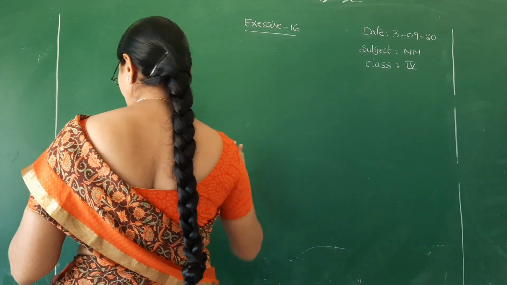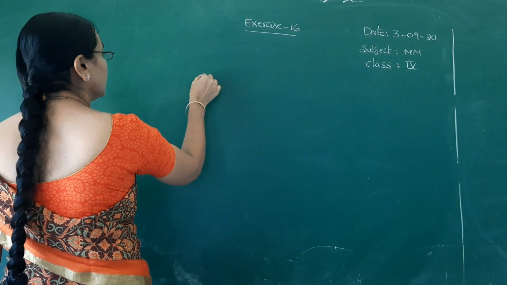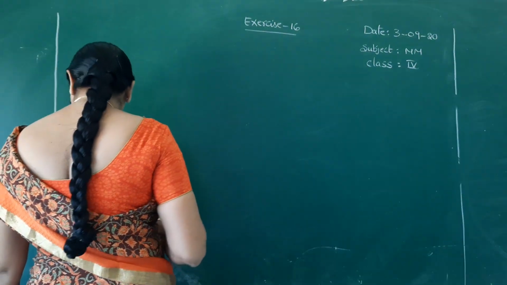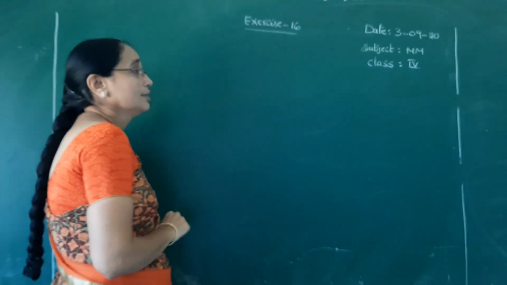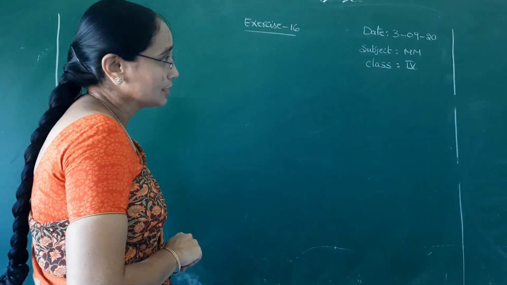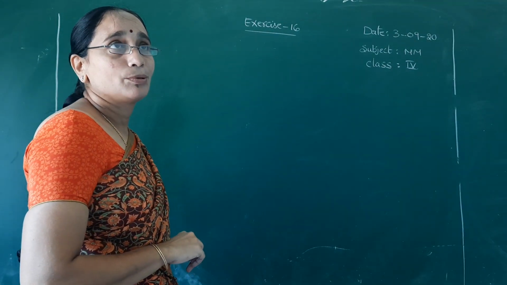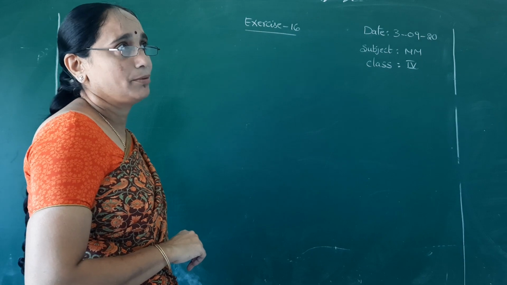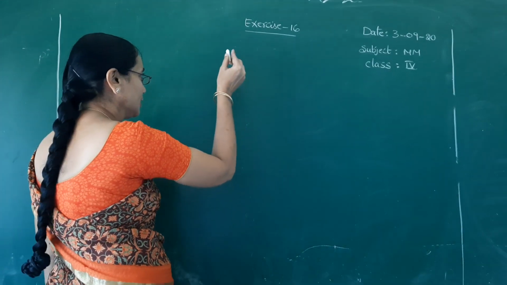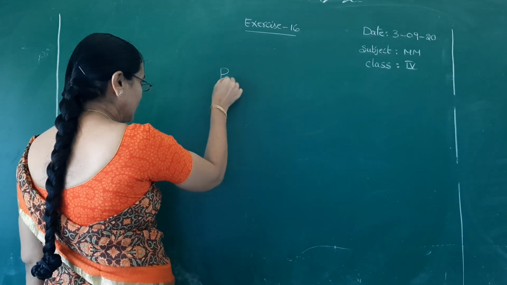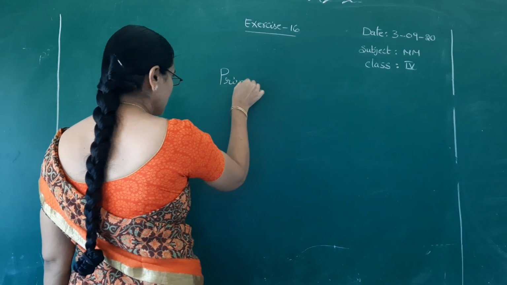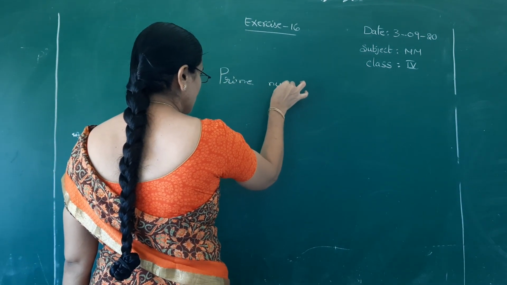See, you don't know because we are from third class. You are coming from third class. In third class, you don't know the prime numbers, composite numbers. Once again, I will repeat the definitions of prime numbers and composite numbers.